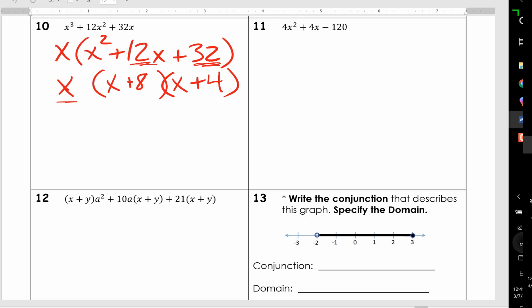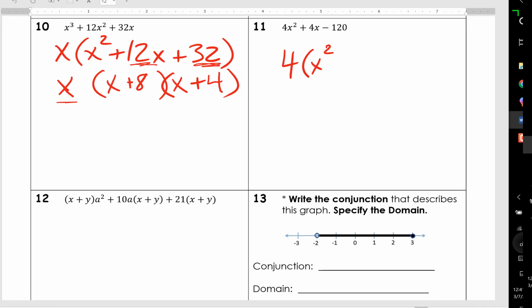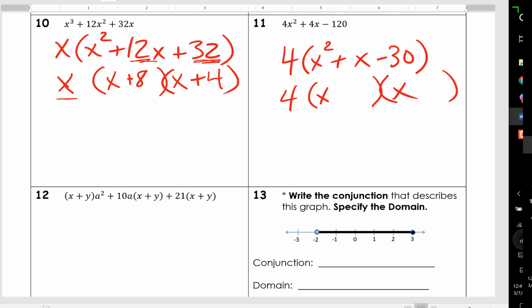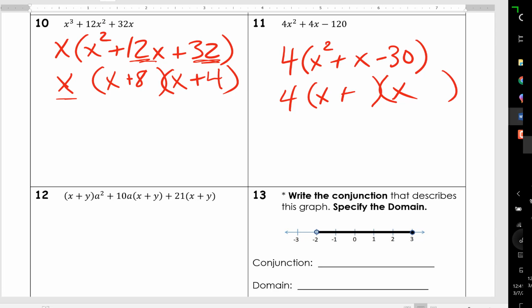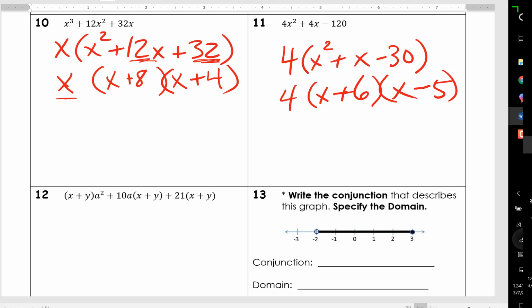All right, same situation with number 11. You factor out the 4 first. 4 times x squared plus x minus 30. And then you factor the quadratic, but the 4 doesn't go away. It's still there. All right, so x, and you're looking for two numbers that their product will be negative 30 and their sum will be 1, because it's 1x for that middle term. So that's going to be plus 6 minus 5, because you want their product to be negative 30 and their sum to be positive 1.